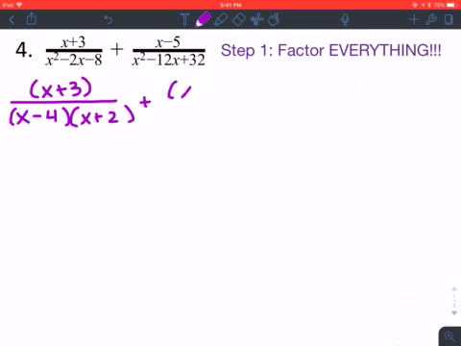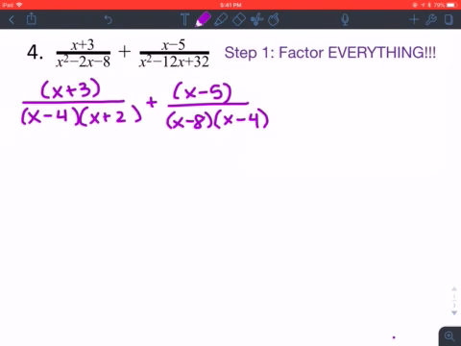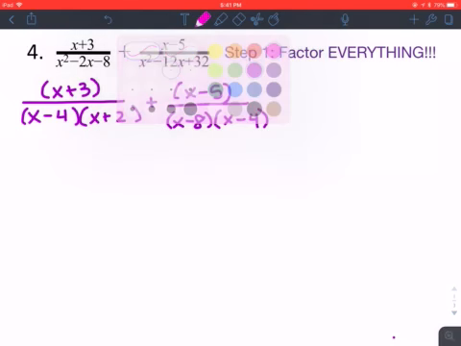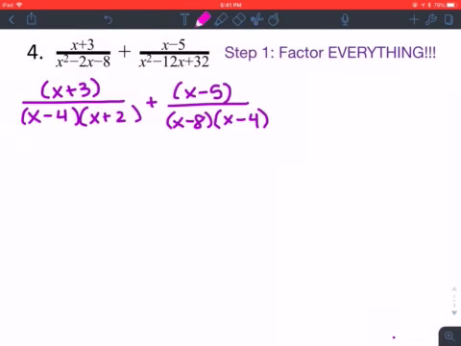My second fraction, x minus 5, does not factor, but my denominator will factor to x minus 8, x minus 4. Okay, when I look at my two denominators, I notice they're not the same, so I can't just add my numerators right off the bat. I need to find my common denominator.